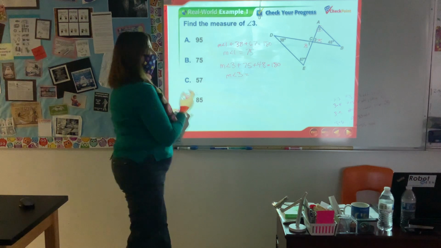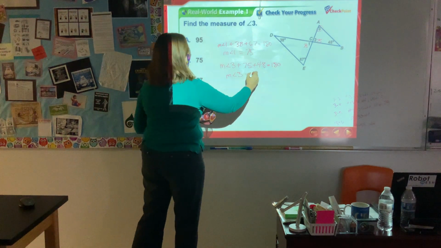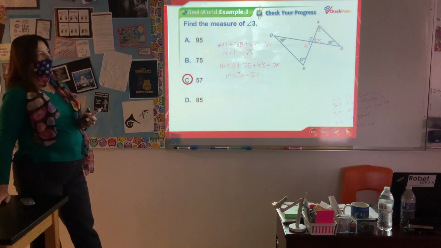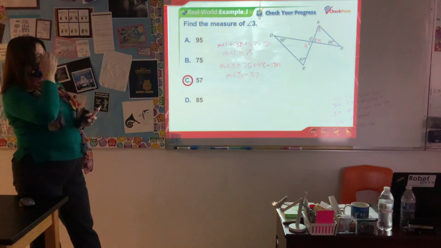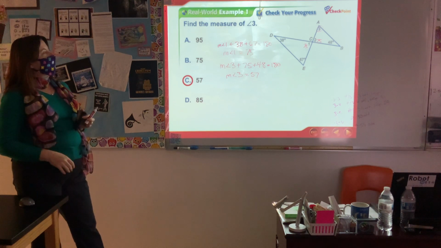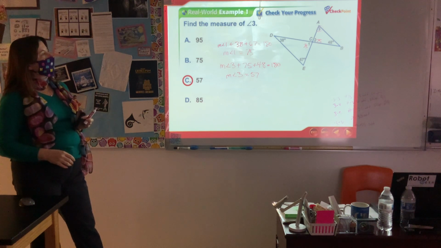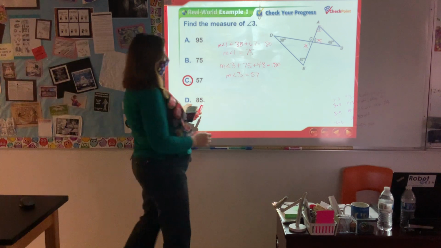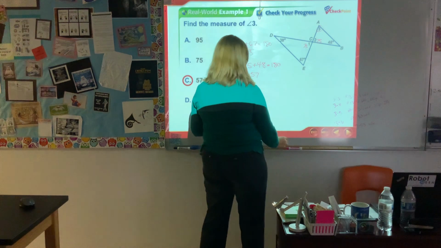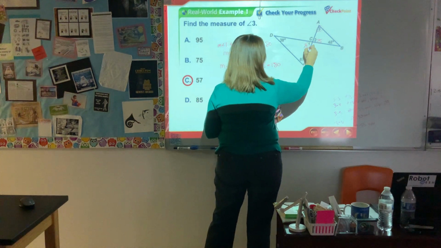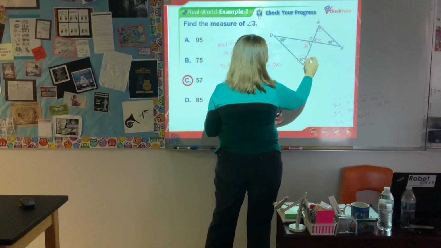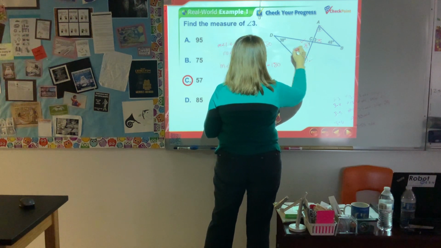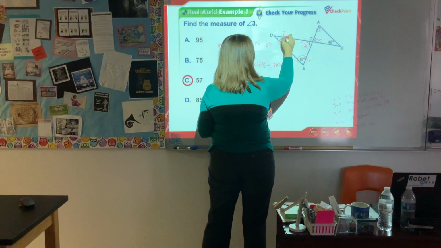And I'm left with what? 57. So same process as before. Now, what would happen if they changed things slightly and they actually gave you this part and they gave you this part and you had to figure out this one? Would that change anything?